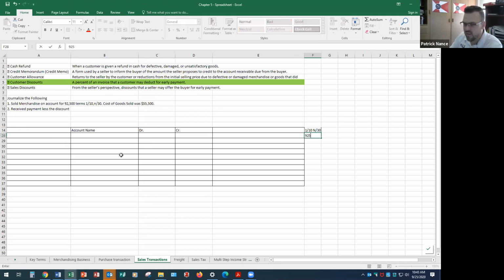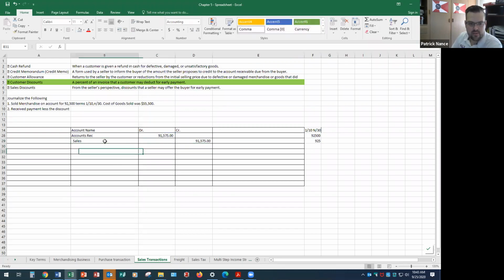So I'd take $92,500 times 1%, which is $925. So I would debit my accounts receivable for $92,500 minus the discount, and I would credit my sales for the same amount.